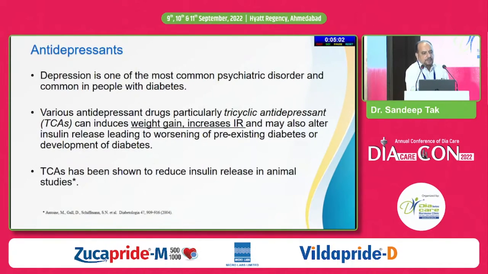Antidepressants again are an important risk factor. In fact, depression and diabetes are very closely related, and it's a major issue nowadays. Various antidepressants can cause weight gain, but tricyclic antidepressants are notorious for that. That weight gain can ultimately lead to increased insulin resistance. And many times we are using tricyclic antidepressants in combination with pregabalin for treating peripheral neuropathy in these patients. So that is the one thing. And even in animal studies, it has been shown that tricyclic antidepressants can reduce the insulin release also, apart from increasing the insulin resistance.